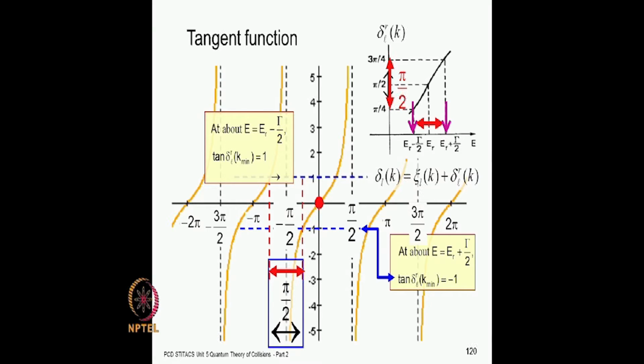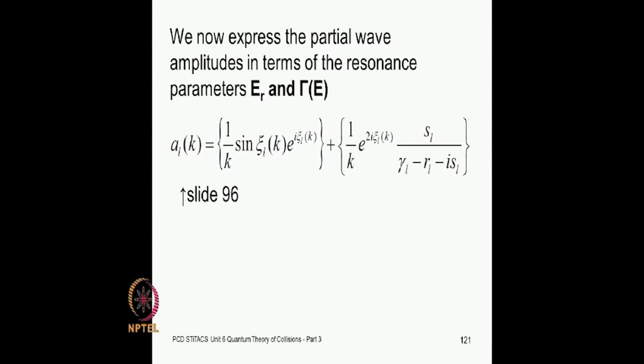right. So this is the picture that emerges, and it tells us how the phase shift, or rather how the tangent of the phase shift, changes across the resonance. The phase shift itself changes as tan inverse of this function. What we will do now is to express the partial wave amplitude in terms of the resonance parameters, because now we have introduced these resonance parameters. ER is the resonance energy, gamma is the resonance width, and in terms of these we will analyze the partial wave amplitude, which we have obtained explicitly in terms of these two parts.